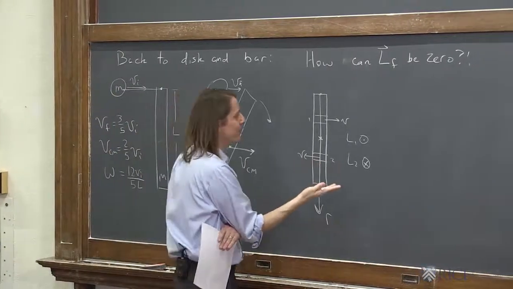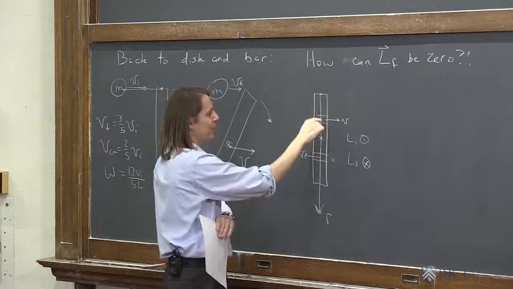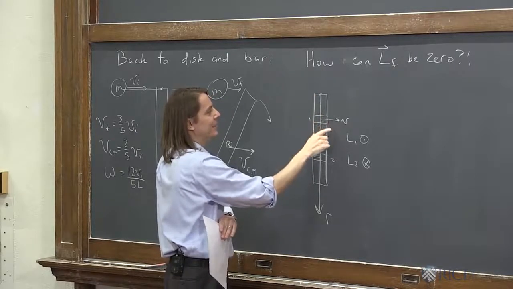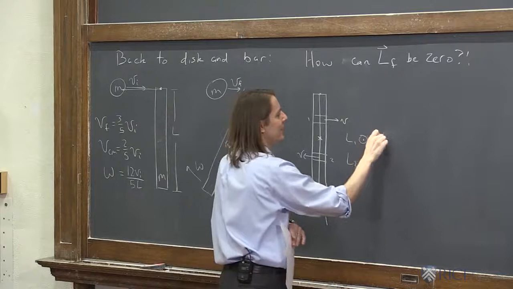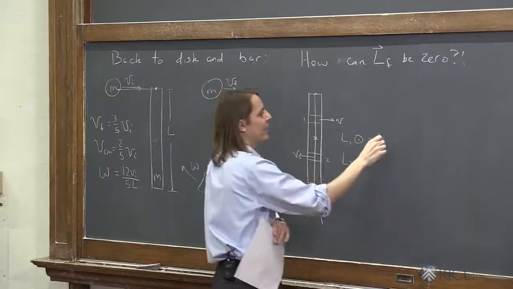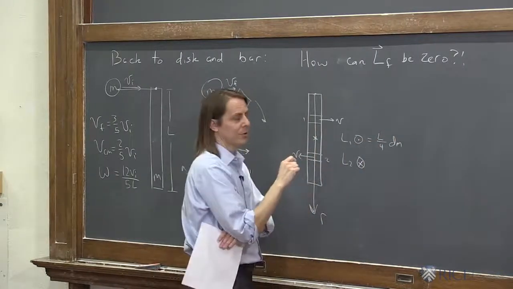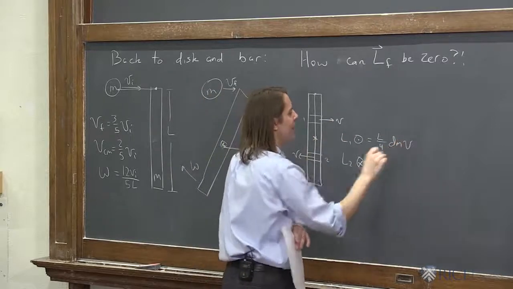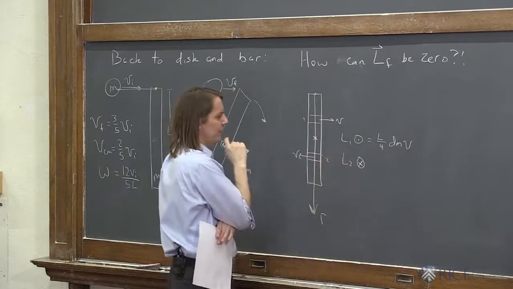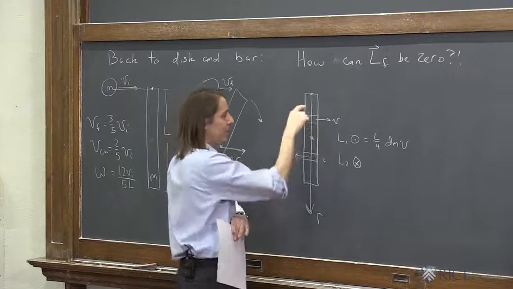Because what are the values? Here, what is it? It's L/4 dm v, right? So it's equal to L/4, whatever the mass of this element is, we'll call it dm as a hint of what's about to happen. And we got v that way. And L2, what's it going to be? 3L/4.